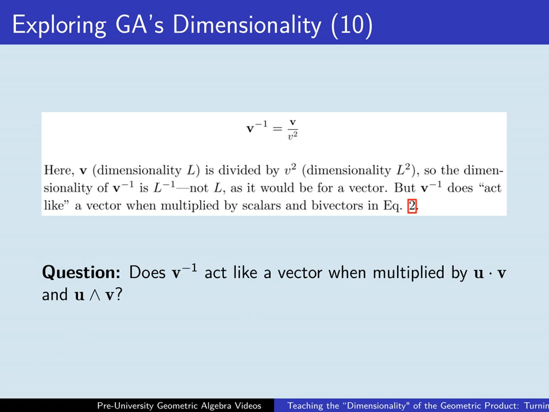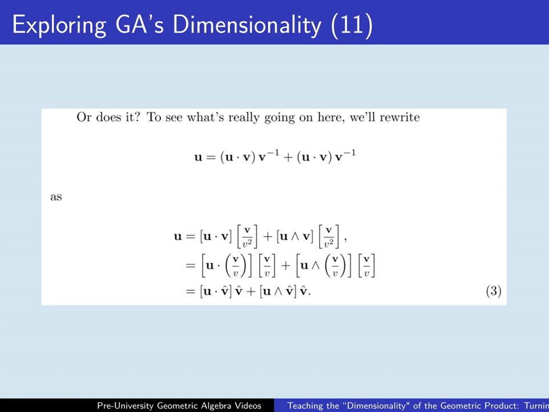Well, let's look at that, and again, for the benefit of the students. So to see what's really going on here, we will rewrite our solution for u, which was, well, you can read it here, and again, that should be a wedge. I apologize. We'll write that substituting the definition of the multiplicative inverse of v. And now we will distribute that square, as we show here, and we end up with u dot unit vector v, times unit vector v, plus u wedge unit vector v, times unit vector v.